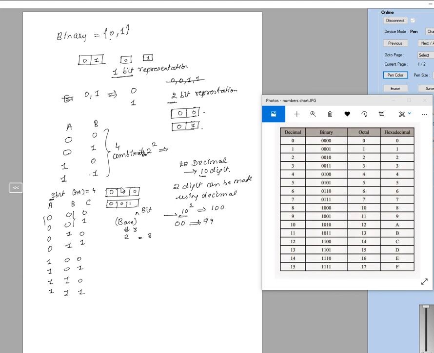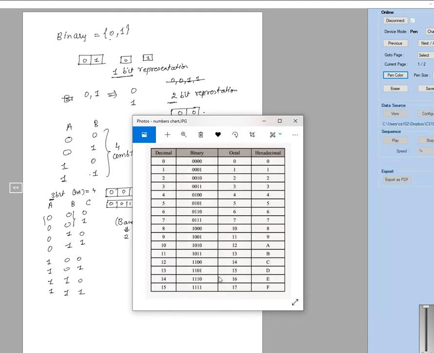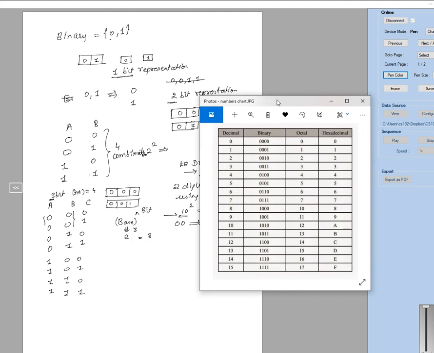Similarly for 4 bits, the 4-bit representation is already in this figure, right? An easy way to draw this table is like this. If you have a 4-bit binary number, you put 8 zeros, then 8 ones, then 4 zeros, 4 ones, 4 zeros, 4 ones, and so on.